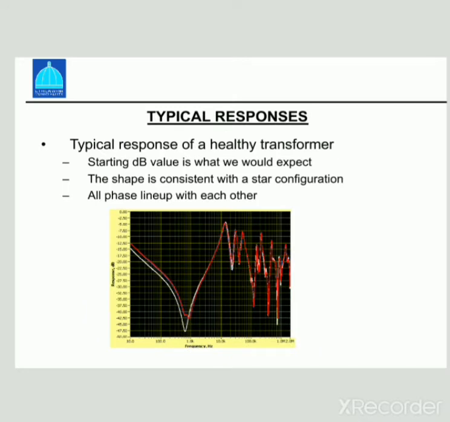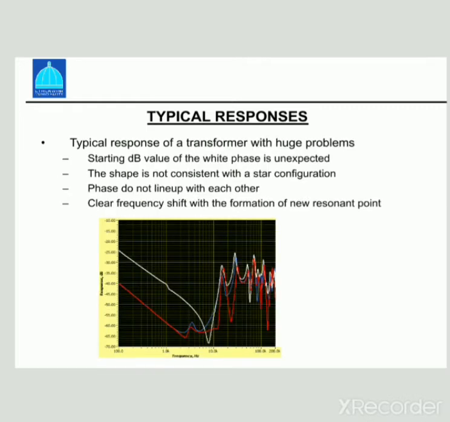Typical response of a healthy transformer: the starting decibel value is what we would expect. The shape is consistent with a star configuration. All phases line up with each other. So these are all our typical responses. One more typical response of transformers.